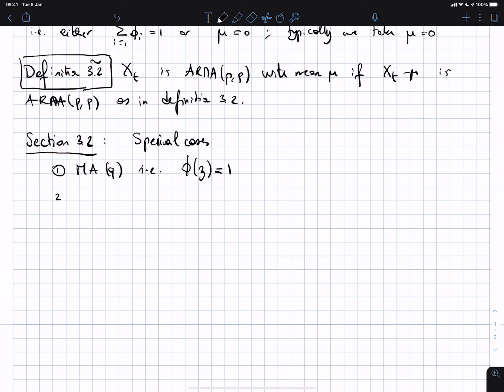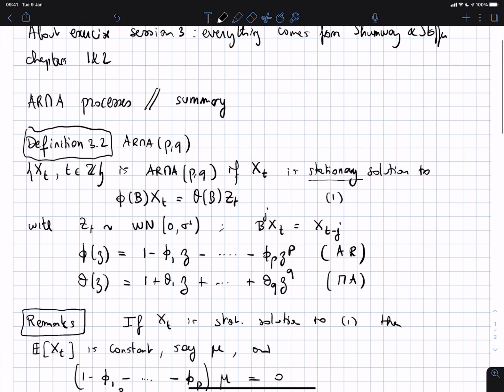And the second special case that we are going to spend some time with is the case of a purely autoregressive process, for which we have theta(z) equal to 1. This means that nothing is happening here, we just have the noise at time t, so we just have 1 here, and all these coefficients are 0 and disappear.